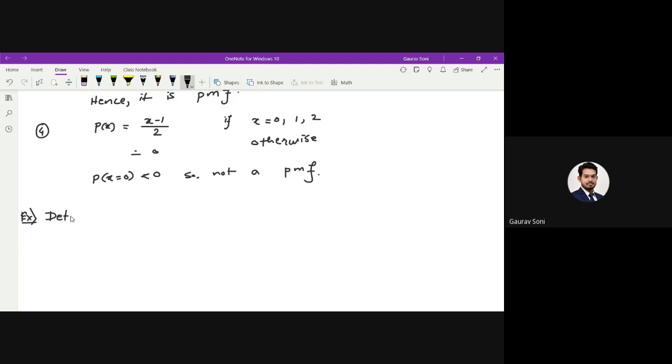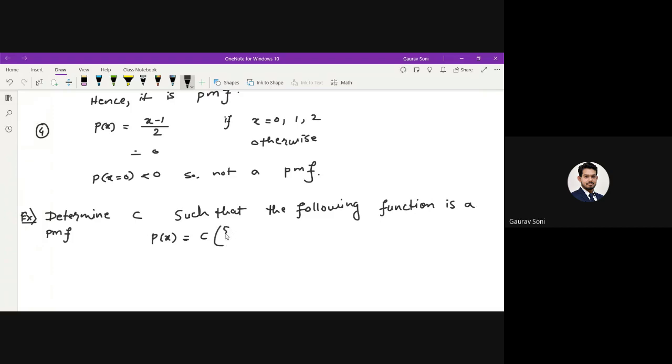Determine c such that the following function is a PMF: c into 5, for x equal to 0, 1, 2, 3, 4, 5.